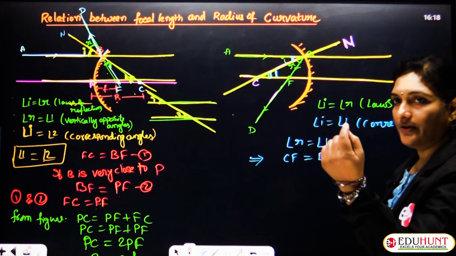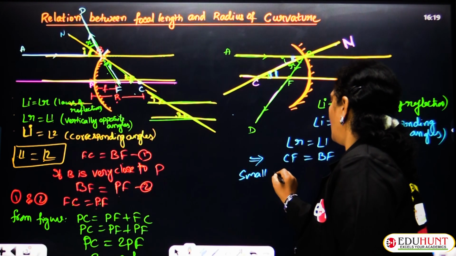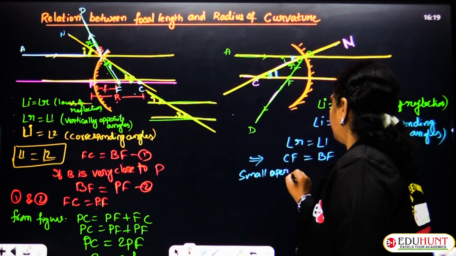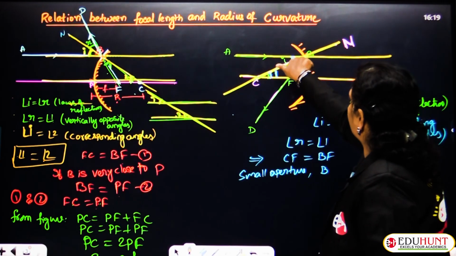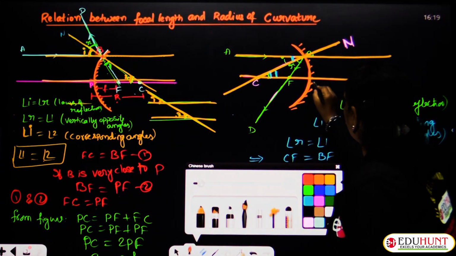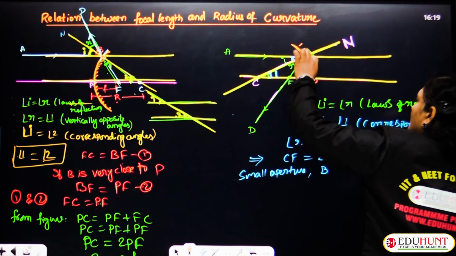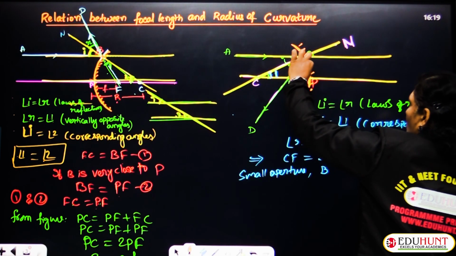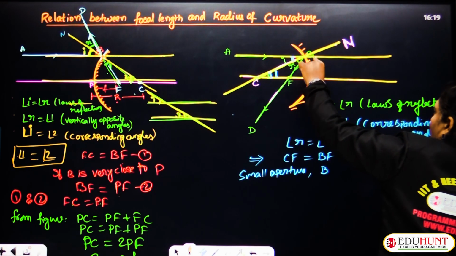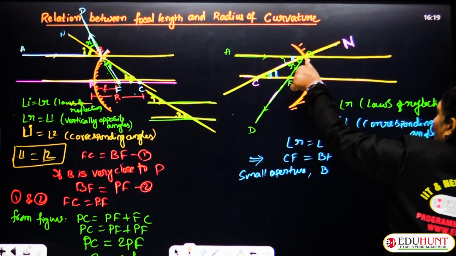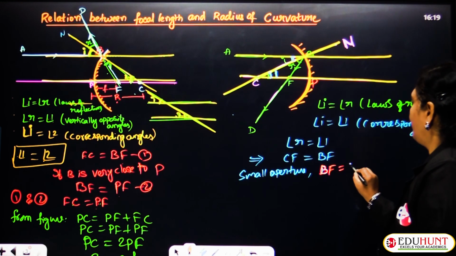But if you consider a small aperture or a small sized mirror, B will be very close to the pole P. This is your pole. So for a small aperture mirror, B will be coinciding with P. So instead of BF, as B is coinciding with P, BF can be written as PF.